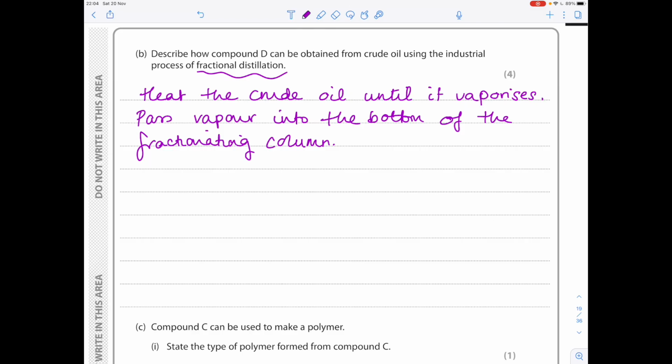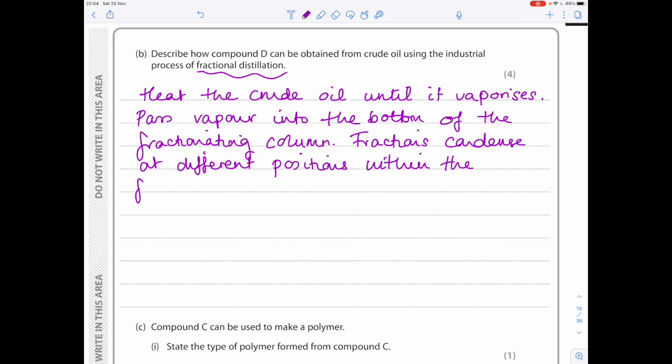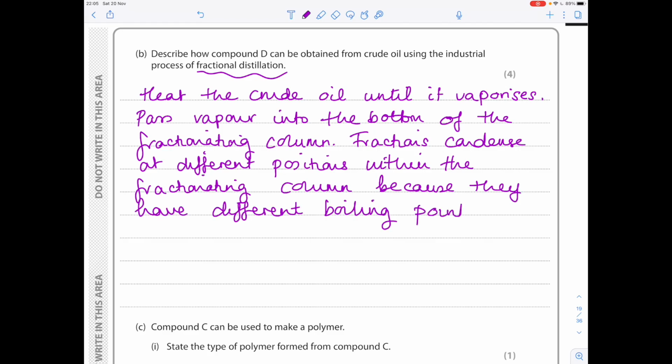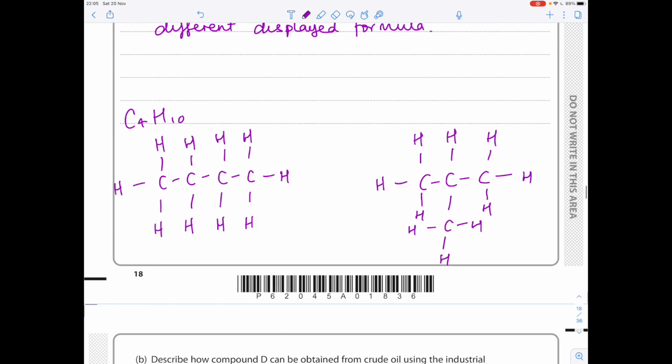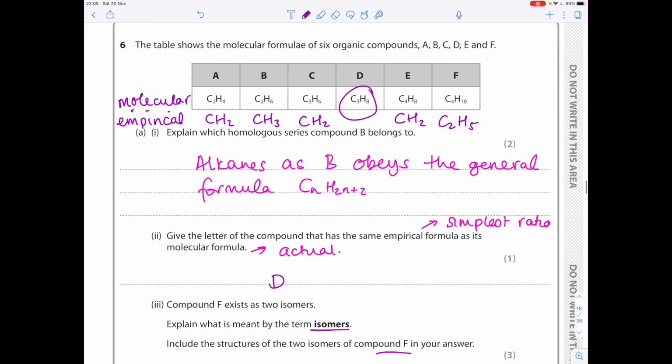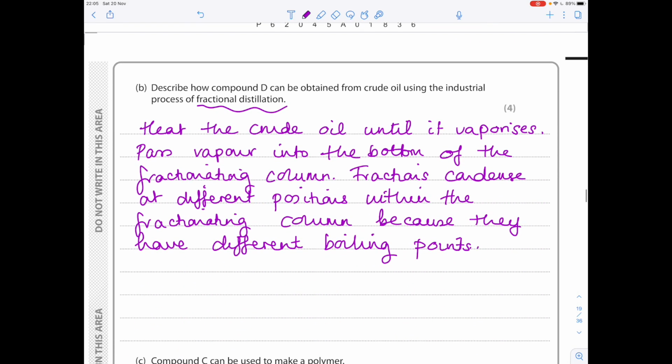And remember, fractional distillation basically relies upon the fact that the crude oil contains fractions with different boiling points, so they condense at different positions within the fractionating column. And have a look. We've been asked about compound D, so refer back to C3H8. D will condense towards the top of the fractionating column. Why? Because it's a shorter chain, so it will have a lower boiling point.